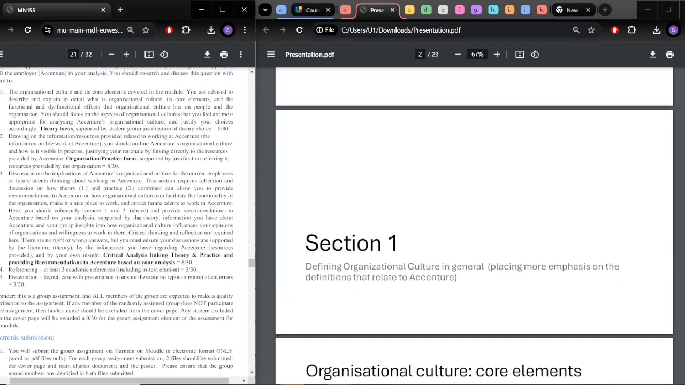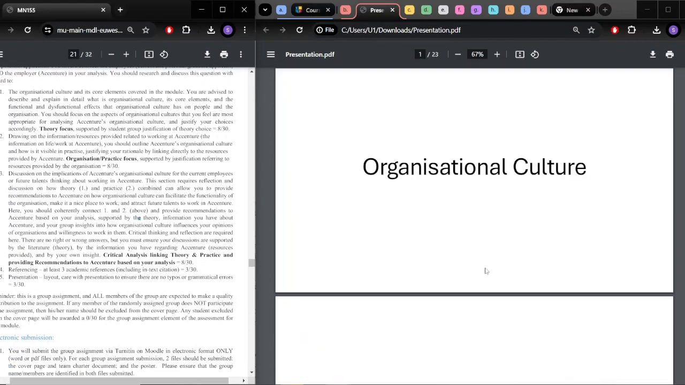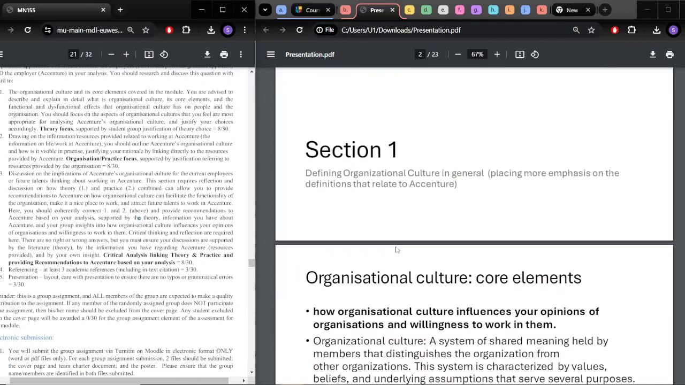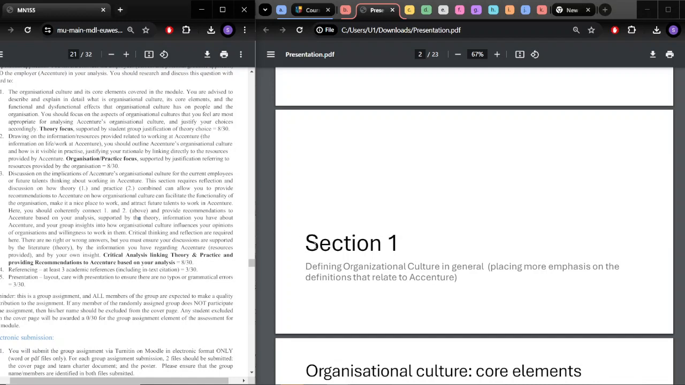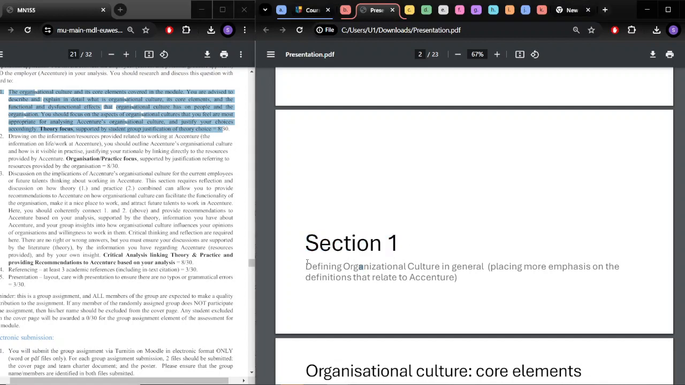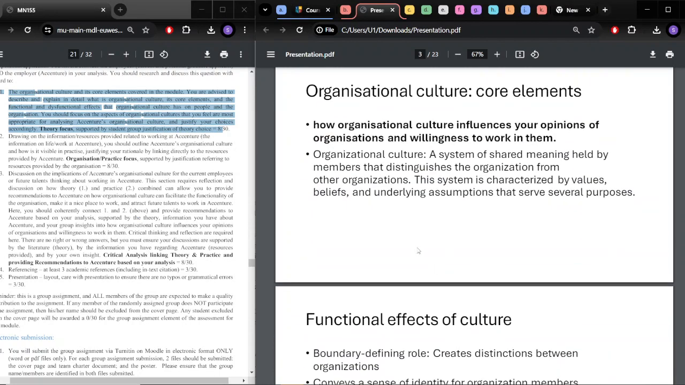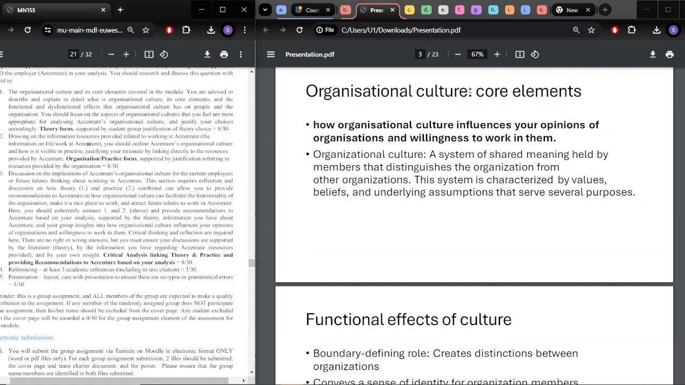So we have section 1. This what I'm about to read is just this, but it's 20 times more easy to understand. So we have section 1, which is this part that says 1. All right, it's this whole thing. So it's essentially defining organizational culture in general, and we're going to place more emphasis on the definitions that relate to Accenture. So we've got organizational culture core elements here written.